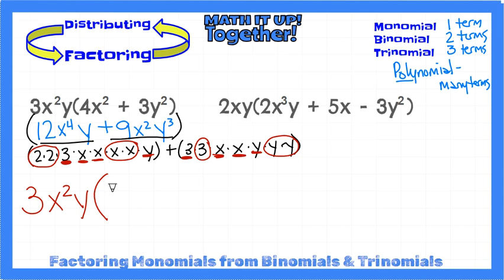So we can use this to tell us, or we can just work it out this way. So if I need to turn a 3 x squared y into a 12x to the 4th y through multiplication, I will first need a 4.